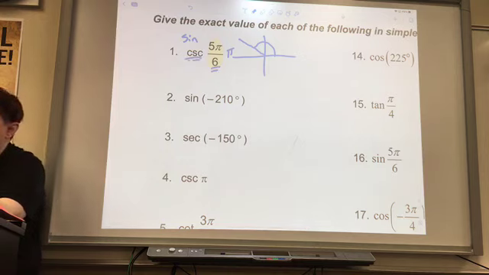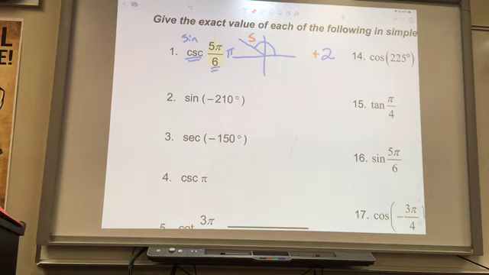1/2. So cosecant is 2. Wait, 2? Yeah, in the S quadrant, sine is positive. That's it. I forgot to flip it. Okay, we'll do a bunch more.